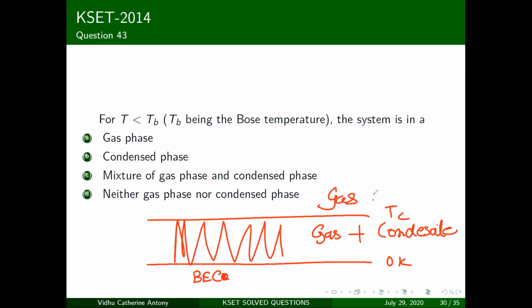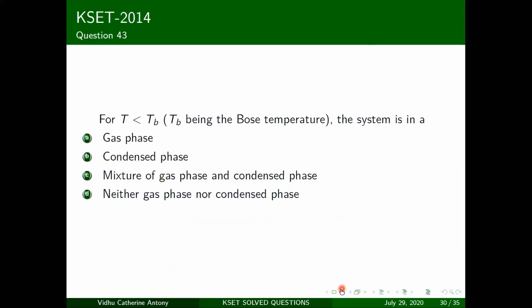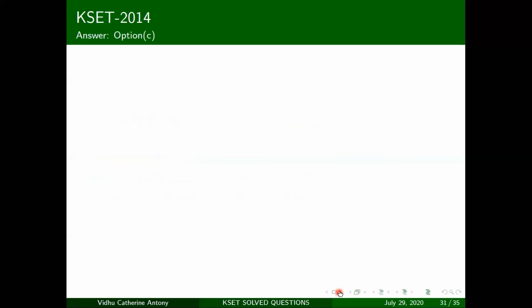So this is how it looks. And when they say T is less than TB, it is stating that it's a mixture of gas and condensed phase. So it's option C. Let's go through it in detail, and I'll show you how your Bose-Einstein temperature looks.